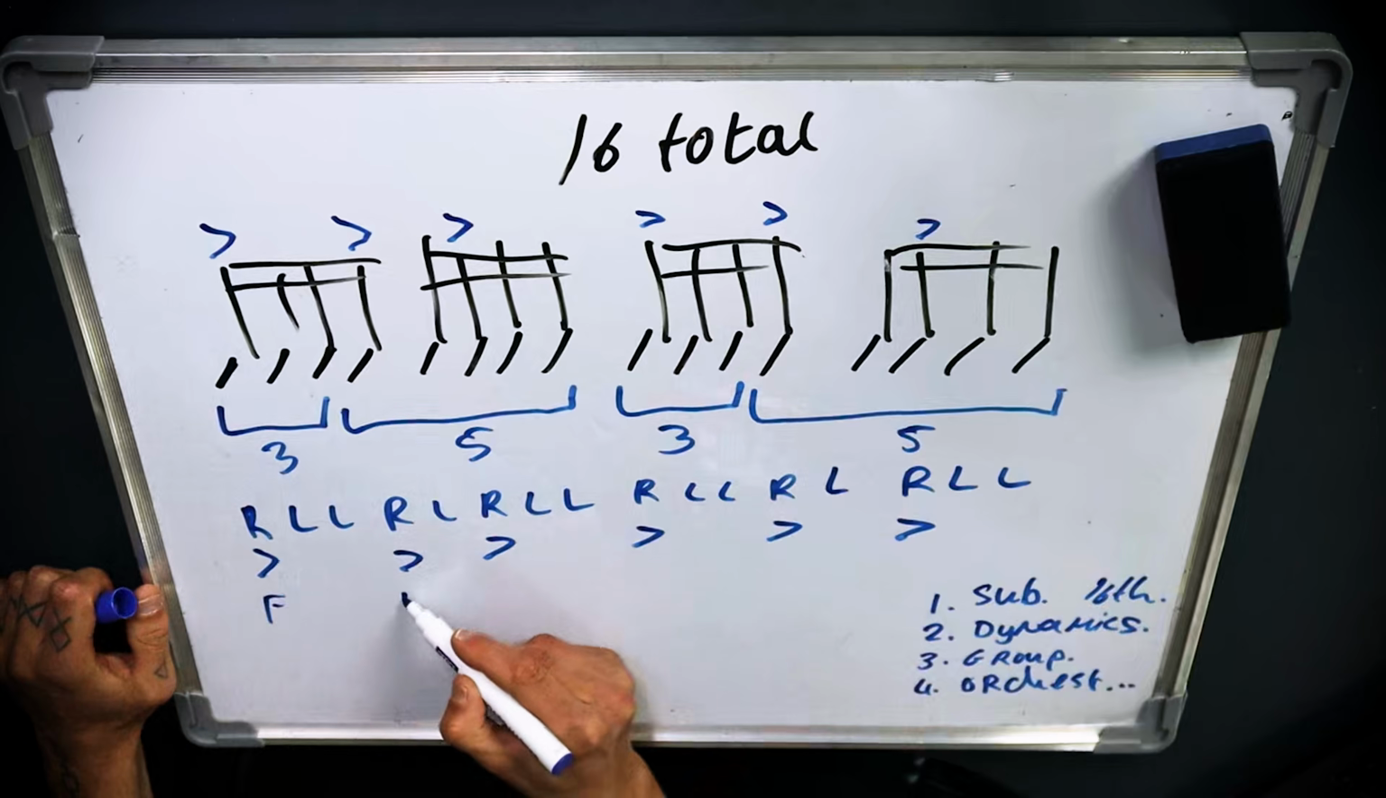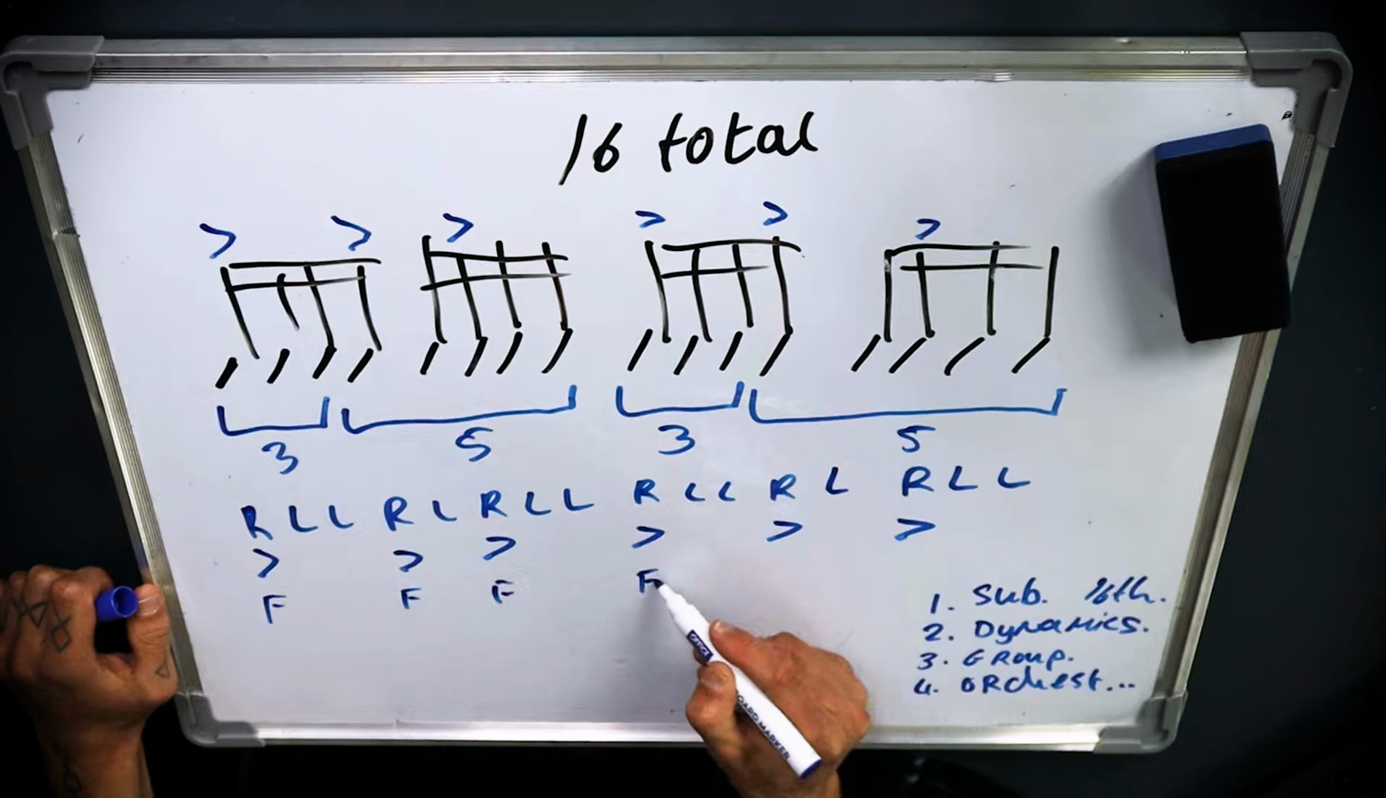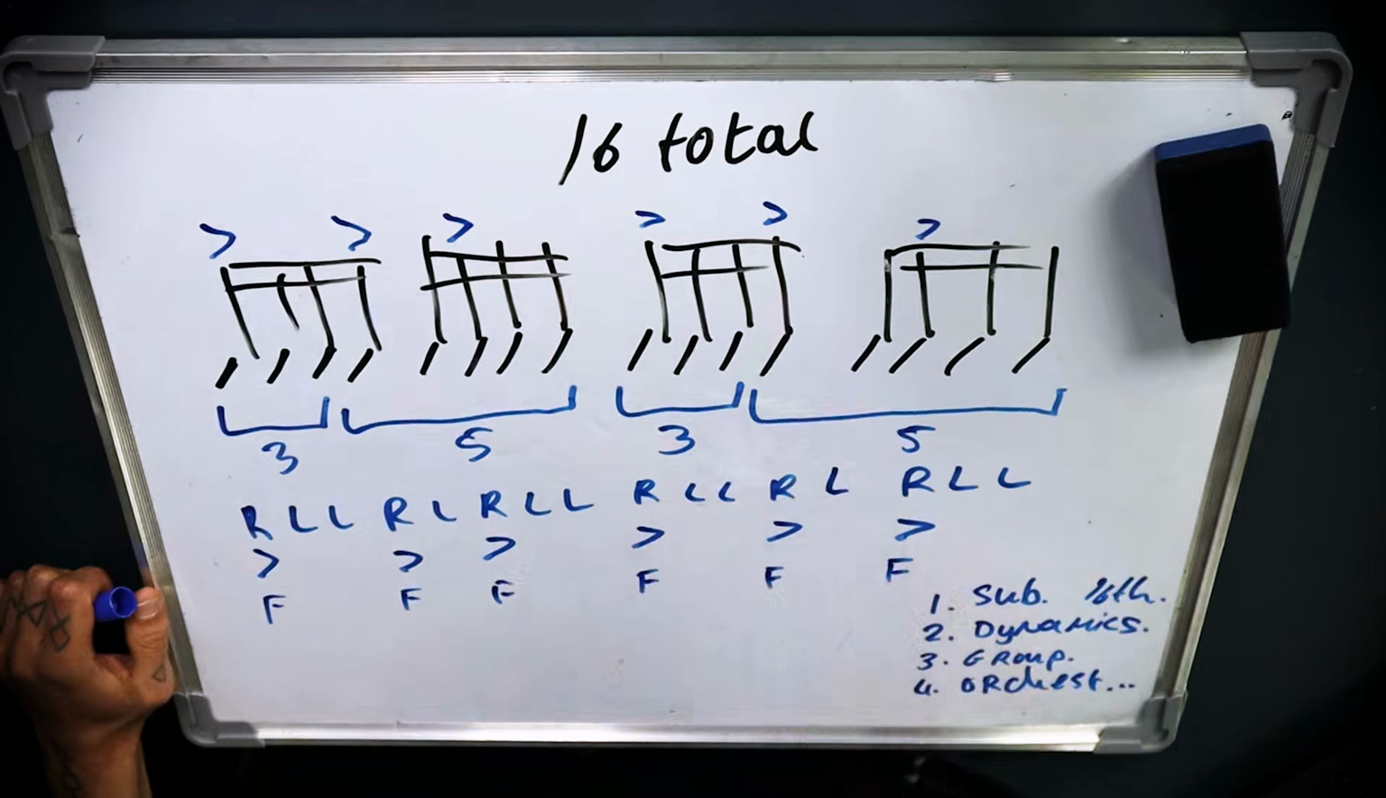Now, what can we do other than that? Let's start with orchestrating and putting that right hand to the floor tom. So only the right hand is going to go to the floor tom. So all right hands to the floor and the left hand stays on the snare.